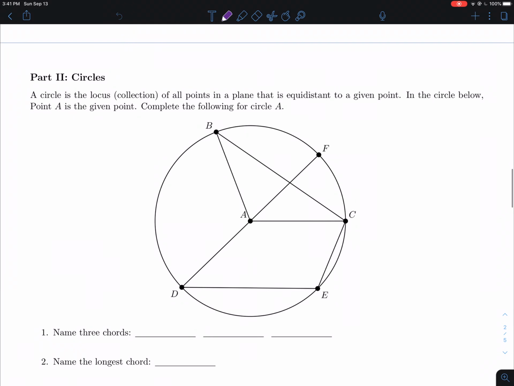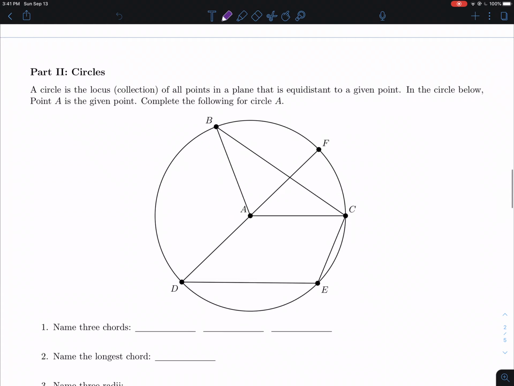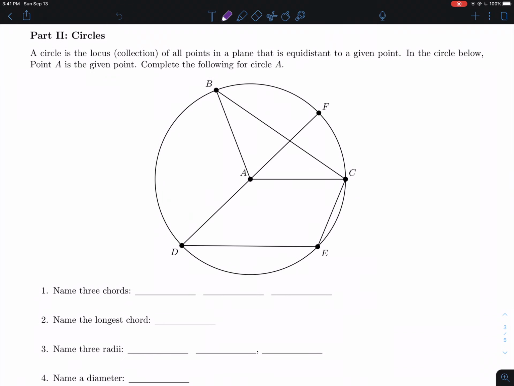Now what we want to do is put these definitions to work by identifying some of the parts on a circle. I'll go through this example, and then I've got one for you to practice on your own at the end. In this case, it's asking us to name 3 chords. We're looking for things that aren't going through the center, so they go from one side to the other.